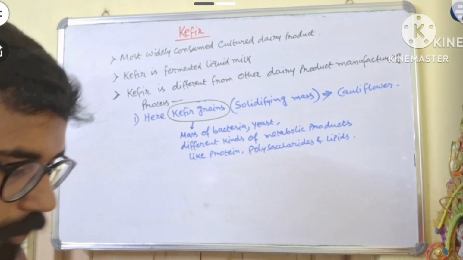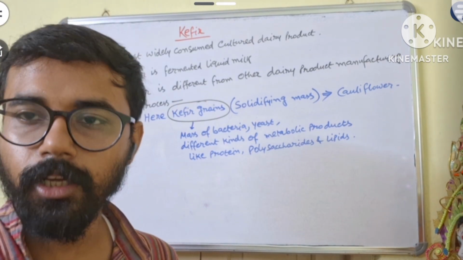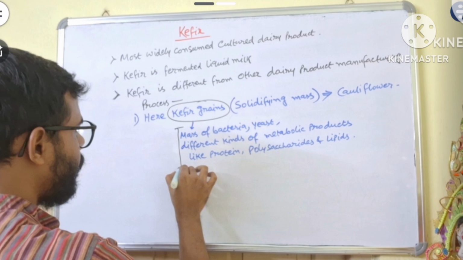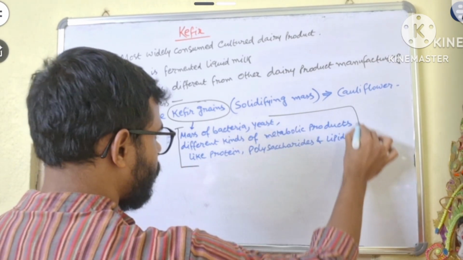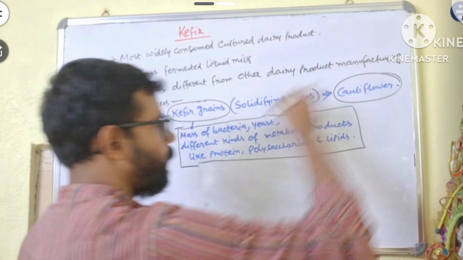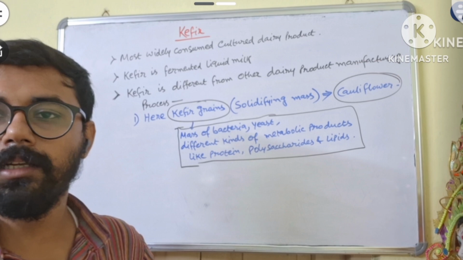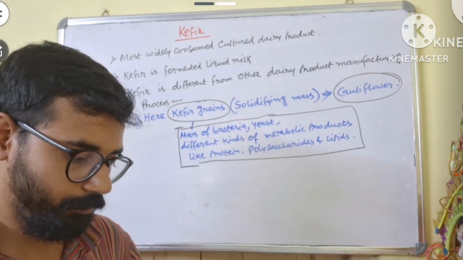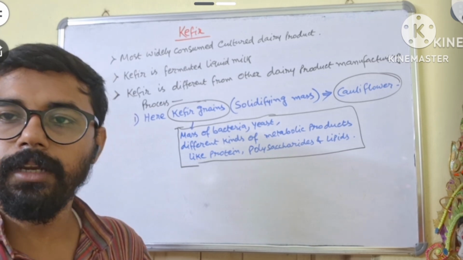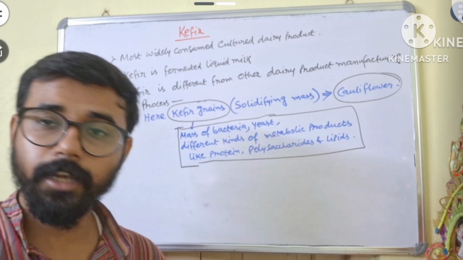So this is an important question. What is kefir grain? Kefir grain actually is a starter culture which is a solidified mass that contains bacteria, yeast and their metabolic products, which are clumped together and form a cauliflower shape. Kefir grain, clear?